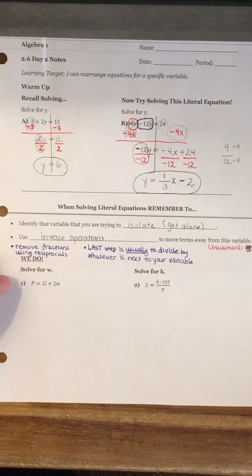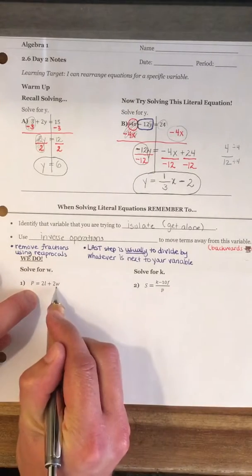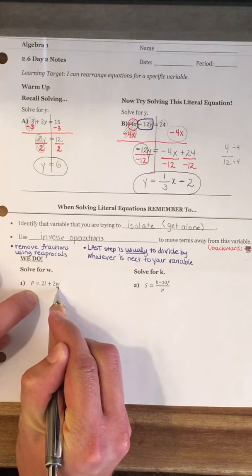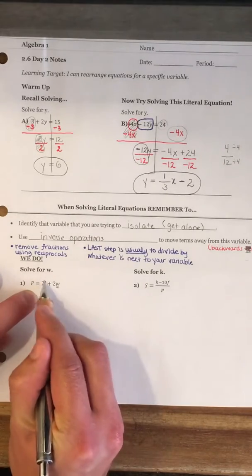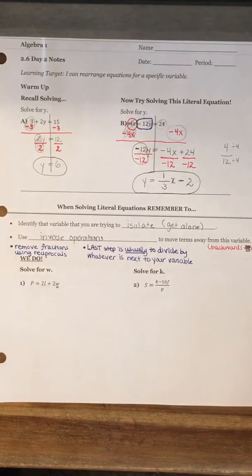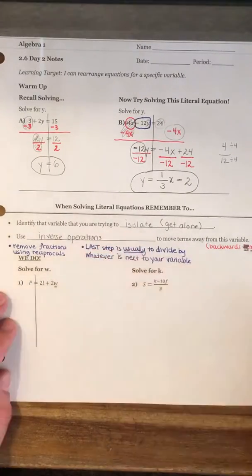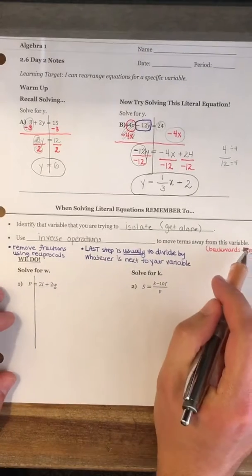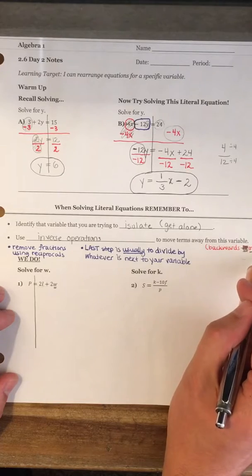So we're being asked to solve for W in this complicated formula. P equals 2L plus 2W. Again, we're trying to get this W by itself. So we're going to have to eventually get rid of this 2 and then this 2L, this other term, off to the left. So we have our two sides of our equation. Again, we're going to essentially be using backwards PEMDAS. The first thing that we're going to do is either add or subtract.